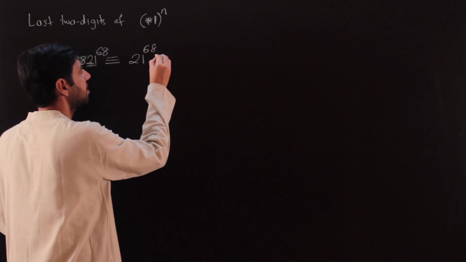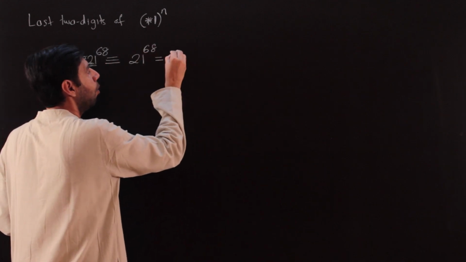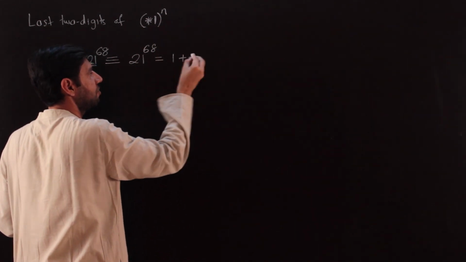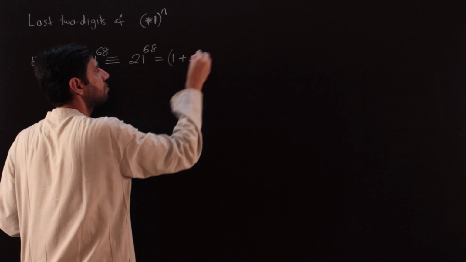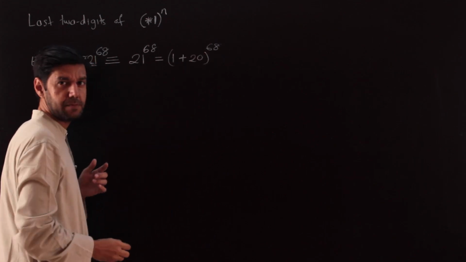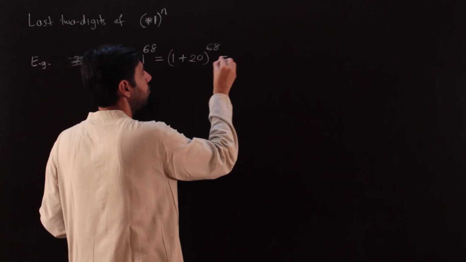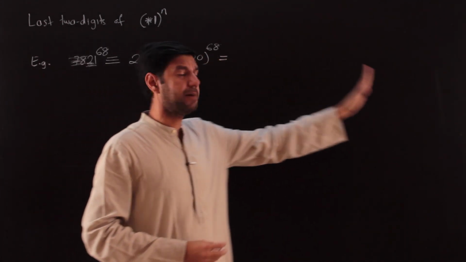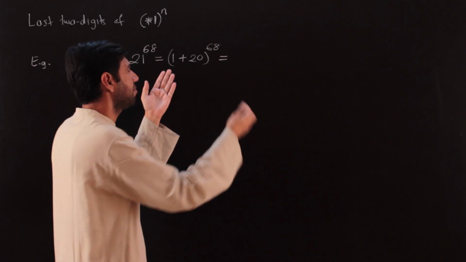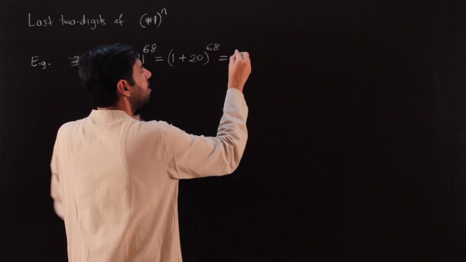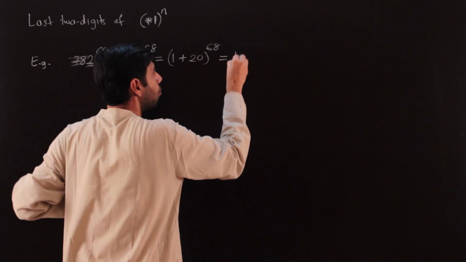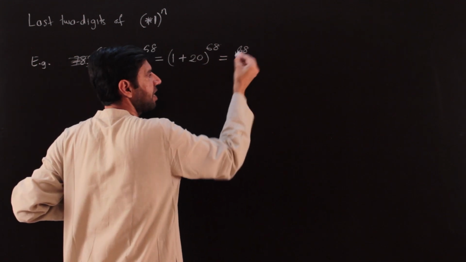So 21 raised to 68 could be written as (1 plus 20) raised to 68, that 1 being what makes this question very easy, right? And I'll use the binomial expansion to expand it. Since this is the first question, I'm writing the binomial expansion in a little more elaborate manner. I'll not always do that. The first term is 68C0, which is of no value, is 1. So 1 raised to 68. From next time, I'll not be doing this.